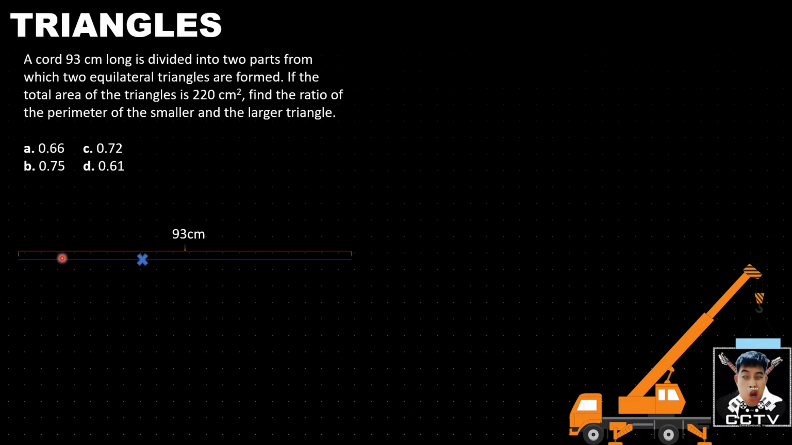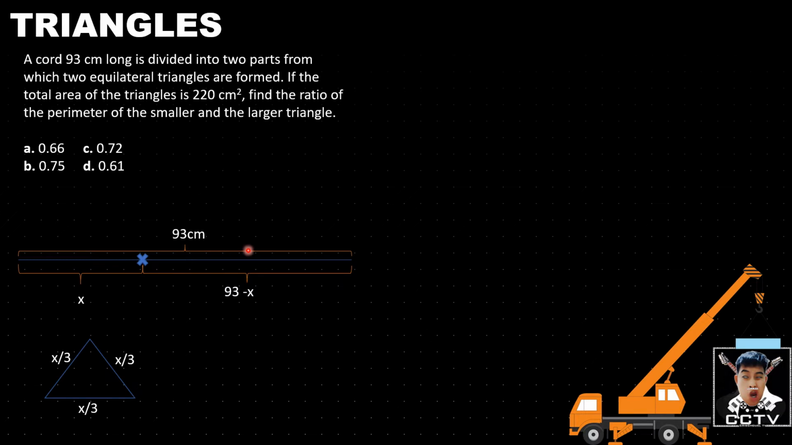This is the first part and the second part. We call it x, yung shorter one. And of course, 93 minus x, hindi natin alam kung anong shorter dito. And of course, sabi dito, equilateral triangles daw sila. So, meaning, the sides of a triangle are equal. Ayan na nga. X over 3, X over 3. Kasi nga, dalawang triangle, di ba?